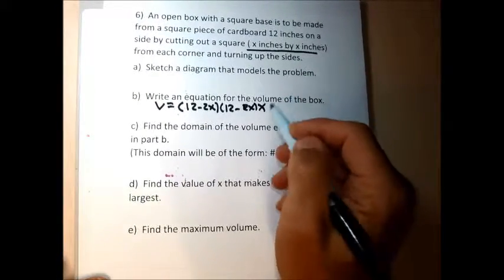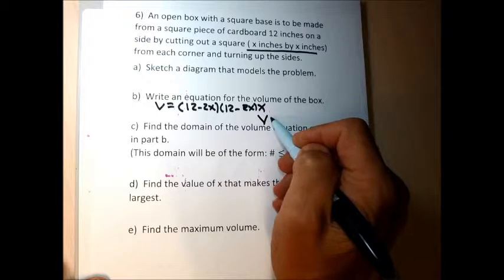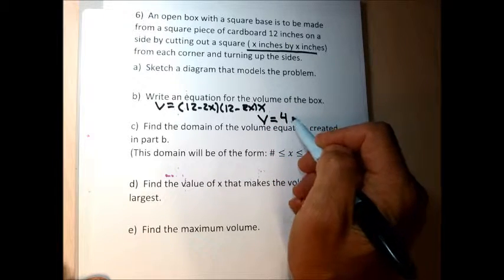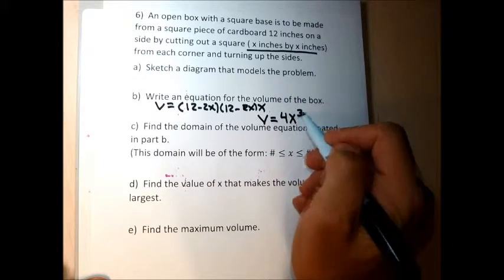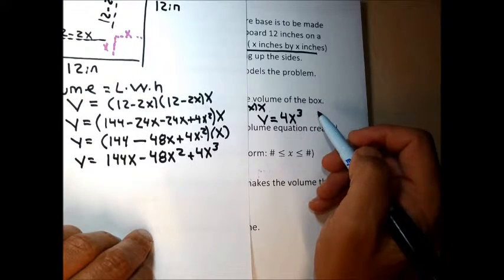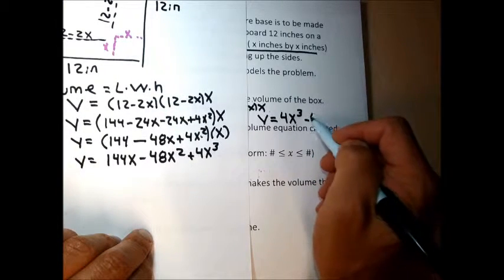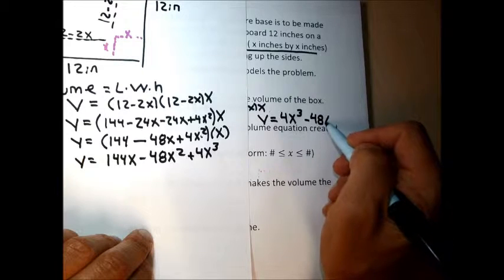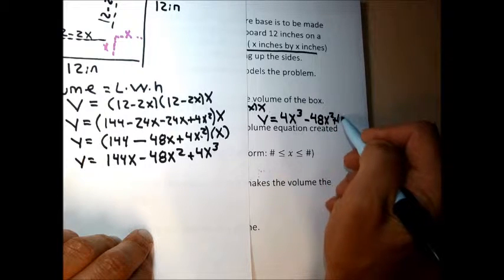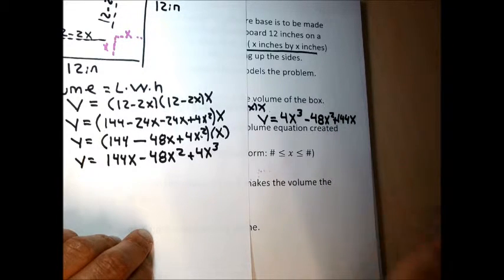My equation for my volume is going to be volume equals, and I'll write this in a better order. I'm going to switch the 4x cubed and the 144x. So I'm going to write 4x cubed minus 48x squared plus 144x. So there's my volume equation.